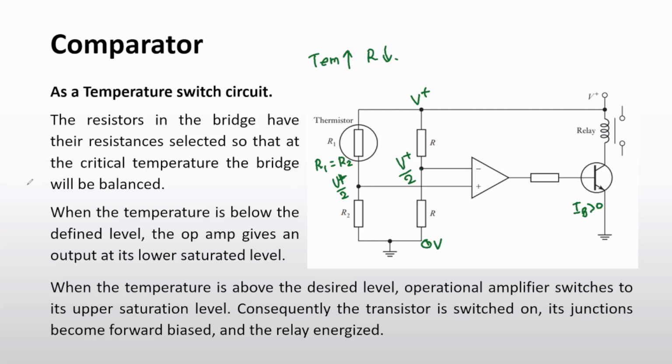Then let's see what happens. In this case, you can see both voltages have similar values, so this op amp will not operate. That means it does not feed any positive voltage, so this transistor does not work, and therefore this relay does not work. But if the temperature increases, you know, R1 will decrease.